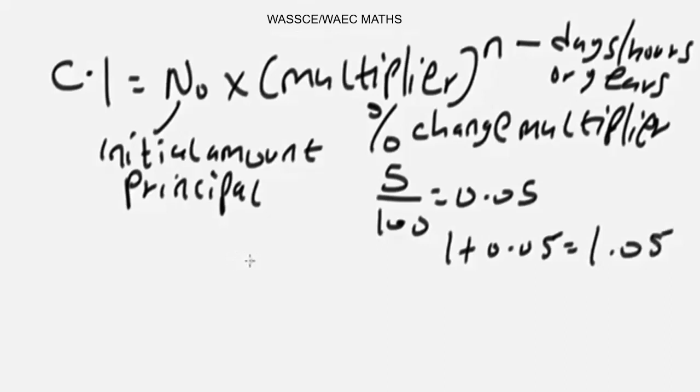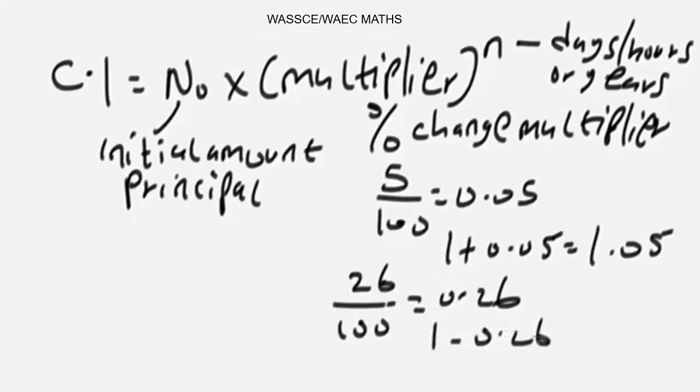If the question is dealing with a reduction, for instance, a 26% decrease, basically we mean 26 over 100. So when you punch it in the calculator, you are going to have 0.26. Since we're having a 26% decrease, the percentage change multiplier will be 1 minus 0.26, which will give us, when you punch it in the calculator, 0.74. So this is basically what you have to know about this.